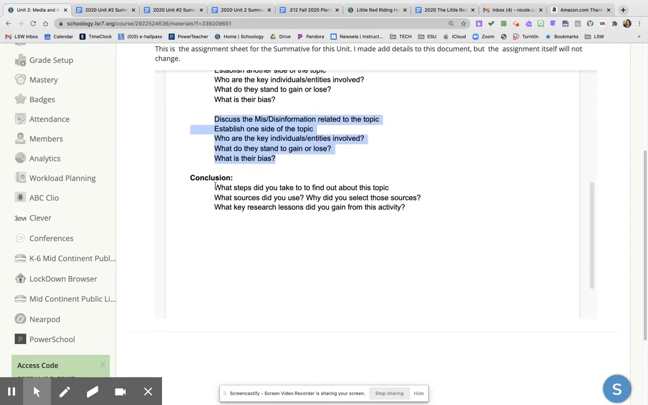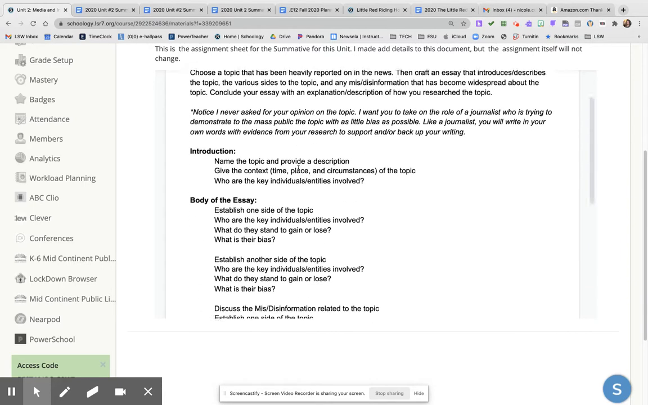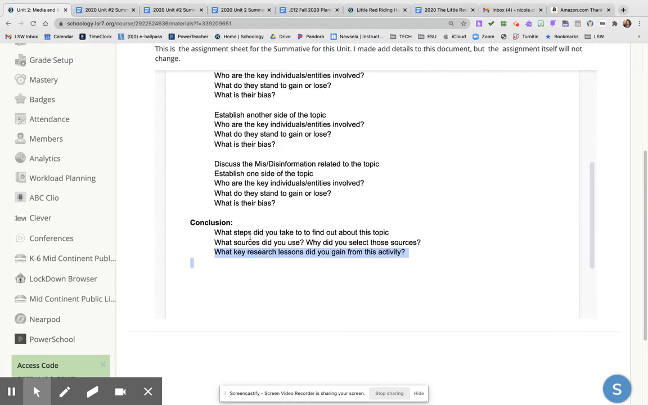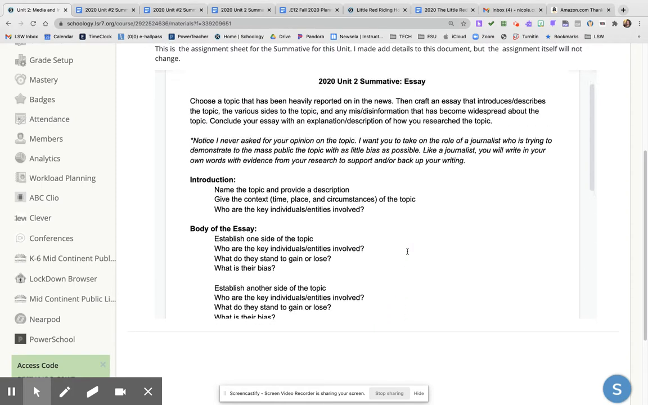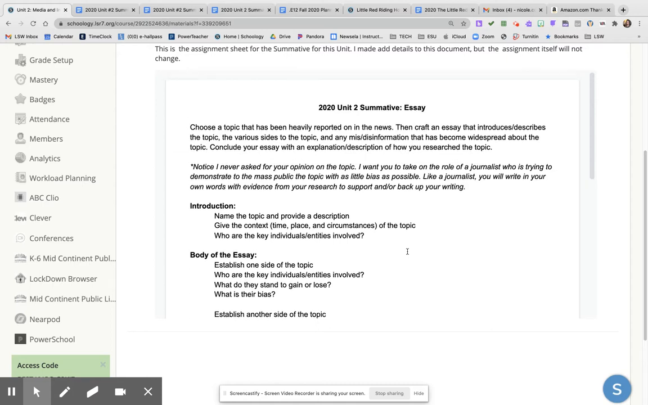Your conclusion is going to really talk about the steps you took to find out about your topic, the sources that you used and why you selected those sources, and then what key research lessons you gained from this activity. This is not a conclusion that has an opinion at all about your topic. So you're just summing up how you researched to find out the information and disinformation about this topic. And so that is what your essay is going to be comprised of.